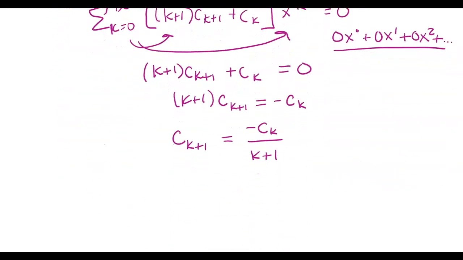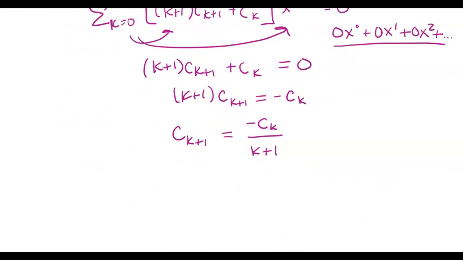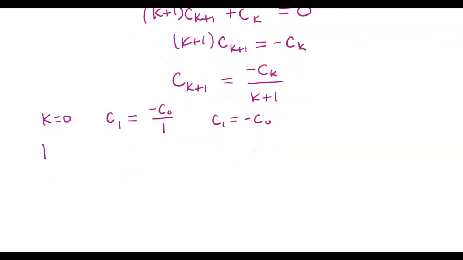I would then know if k equals 0, that means C1 must be equal to negative C0 over 1, or C1 must be equal to negative C0. If k equals 1, then C2 must be equal to negative C1 over 2. So C2 must be equal to negative 1/2 of C1, which is 1/2 of C naught.